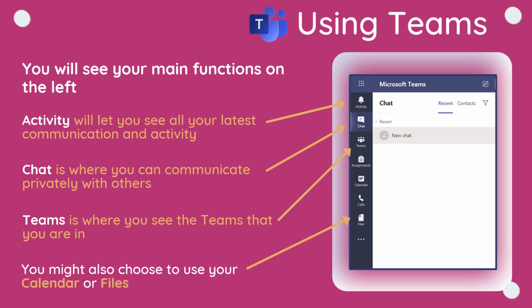Once in Teams, you'll see your main functions down the left-hand side. These include Activity. This is where you'll see all your latest activities and communication. Chat. This is where you can communicate privately with others. Teams. This is where you see the different teams that you are part of. Calendar and files are also available to use if you choose to use them.